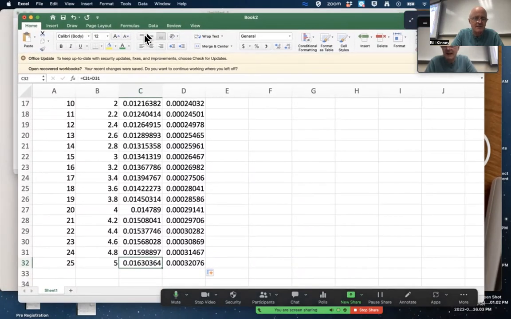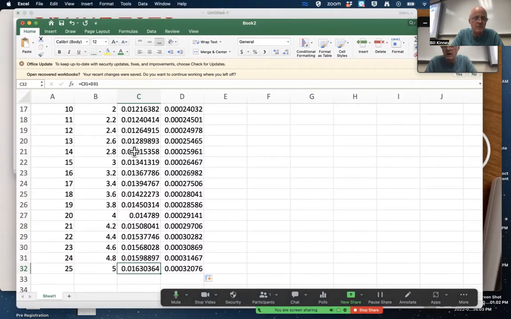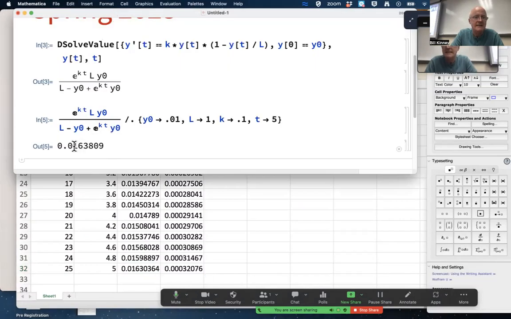Yeah, 16,304 compared to 16,381. Not too far off. This one's a little higher because the graph's concave up, so the tangent lines are underneath it. They're underestimating the true value.